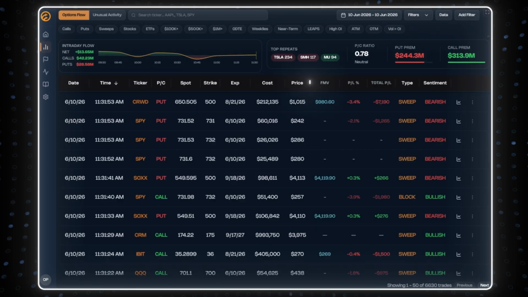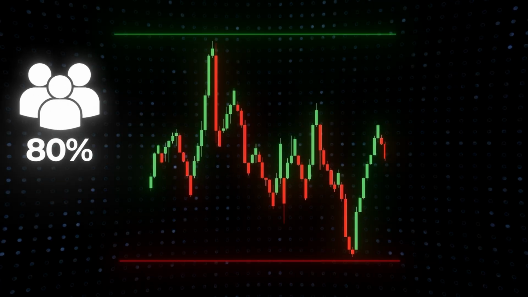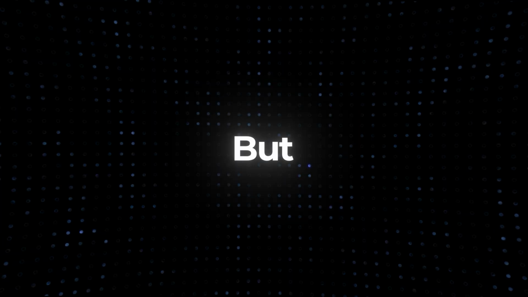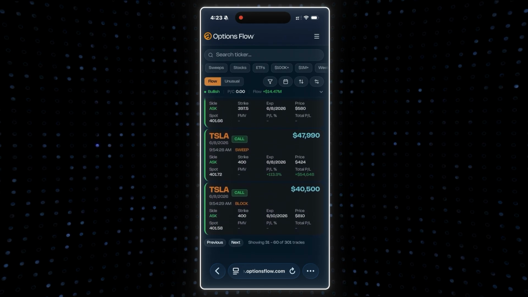Most traders only watch price. They look at candlesticks, indicators, and volume, then try to guess why a stock is moving. But price is only one part of the story. Behind many big moves, there is often options activity building in the background.